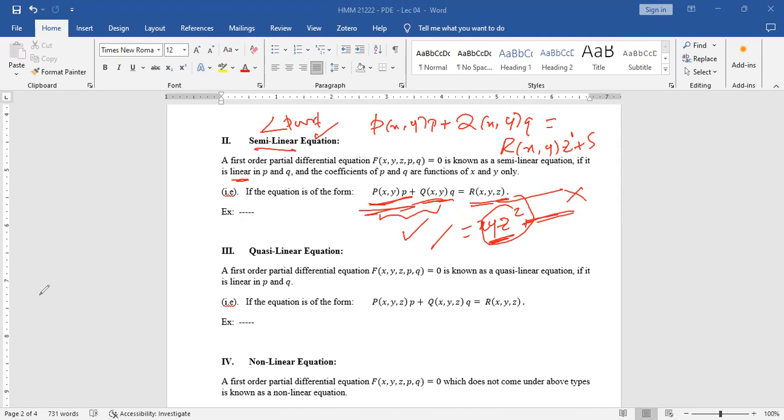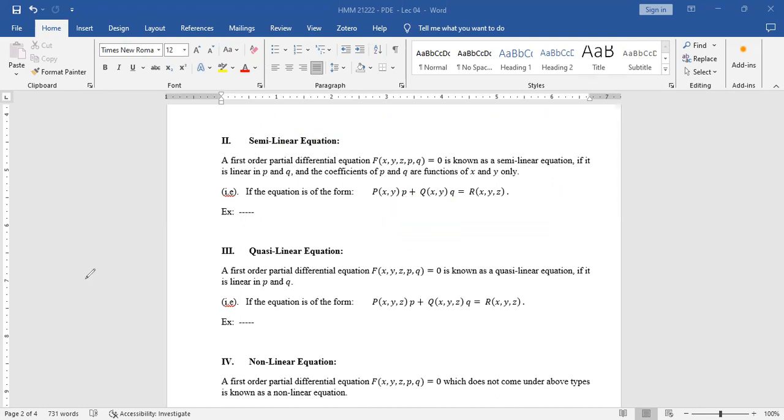Okay, so let's see one example for that. Semi-linear possible. Okay, let's see xy p, small p, plus x squared q. These two have only functions of x and y. The next term may be like what I said to you, maybe z squared or something. So we don't need the other part. So this is one of the examples for semi-linear.